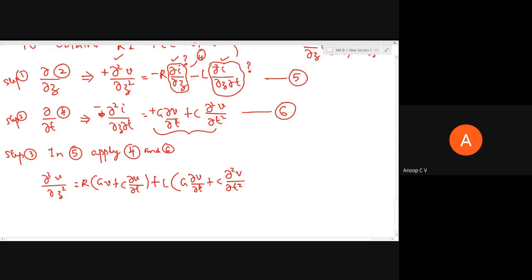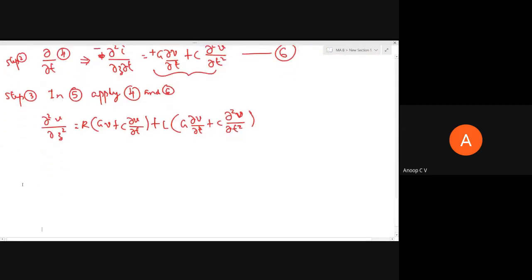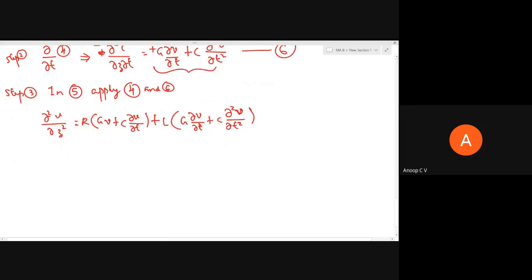Just make sure this V and I, whatever I am writing, all those are small letters, right? That is a convention. Real instantaneous form should be small letters. So now we got this equation. Next, what we have to do is, on the right hand side, we have some V terms, 2 dou V by dou T terms and 1 dou square V by dou T square term. If we separate the coefficients of them and rearrange, we'll get the final wave equation, the transmission line equation.